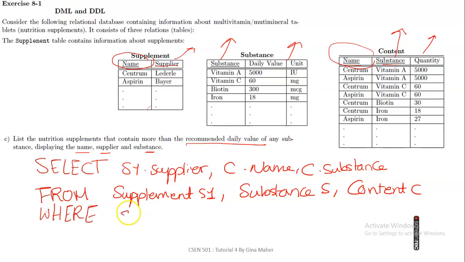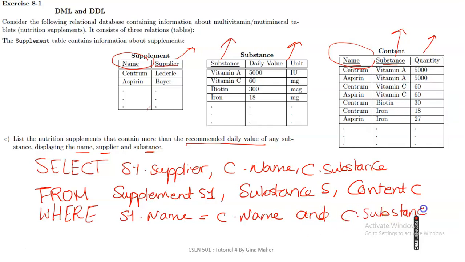where S1 dot name equal C dot name and C dot substance equal S dot substance. Are we done yet?